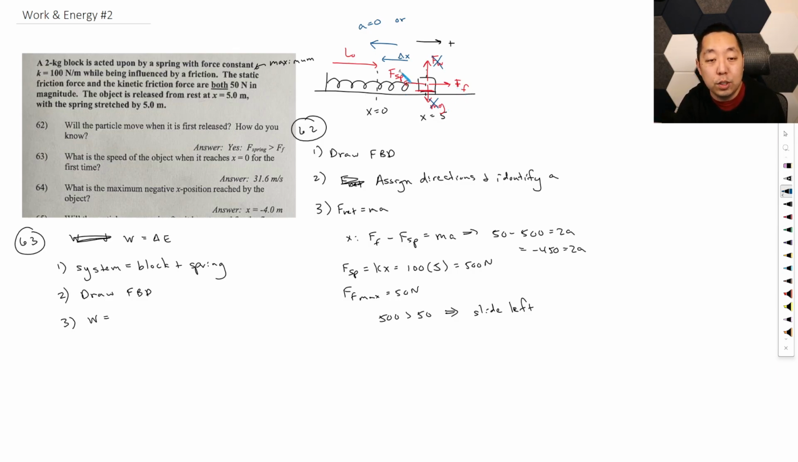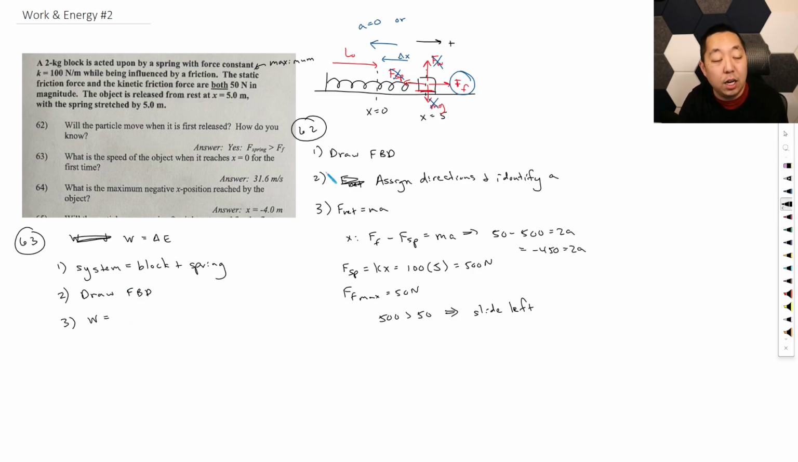The spring force also doesn't do work because it's internal to the system. We've captured it as part of the system. So we're going to capture it as part of the energy, not part of the work being done. So the spring force also doesn't do work. So the only work being done is by friction.